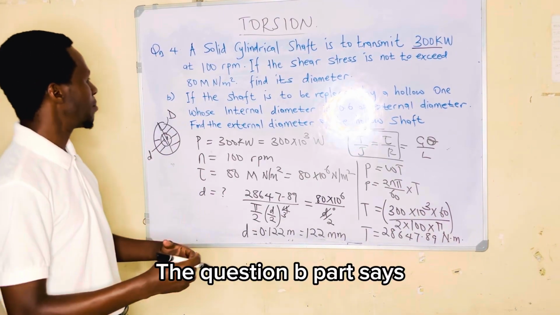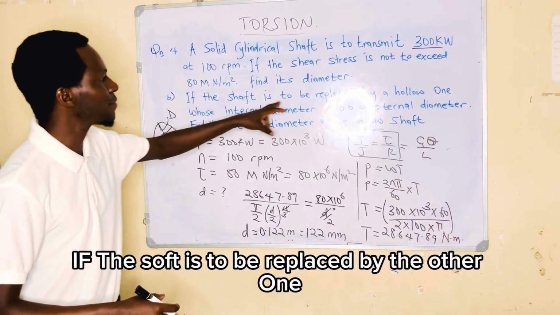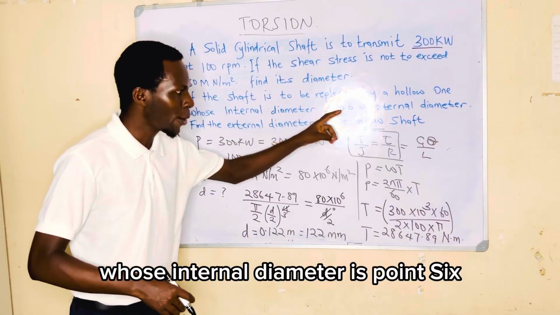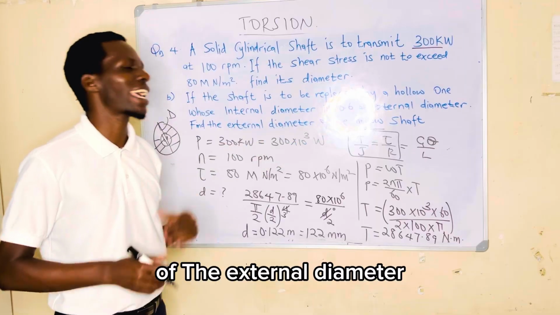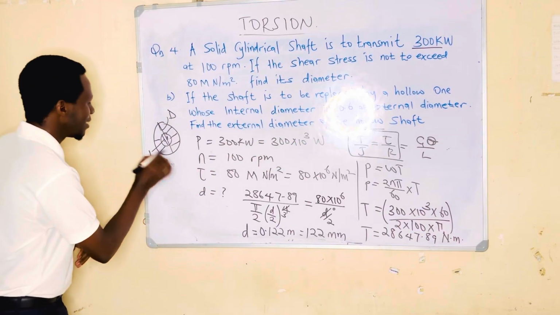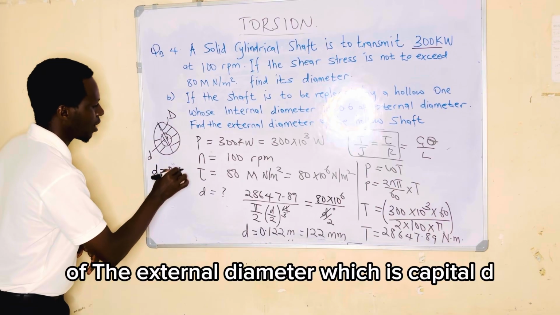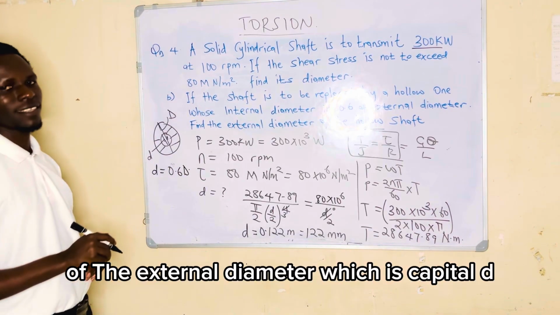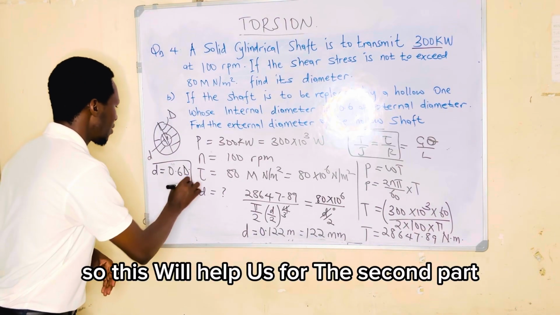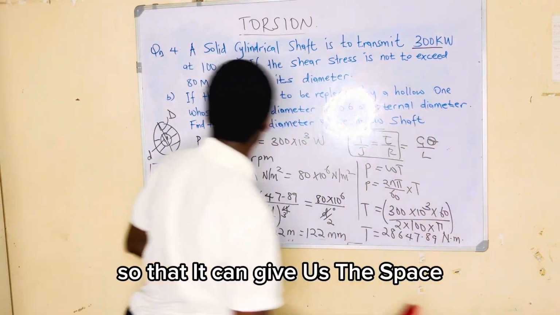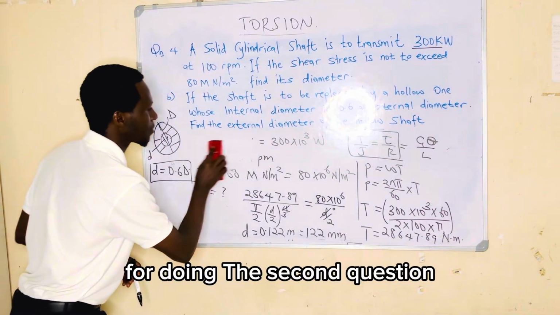So the part B question says, if the shaft is to be replaced by a hollow one whose internal diameter is 0.6 of the external diameter. Meaning that the internal diameter, which is small d, is 0.6 of the external diameter, which is capital D. So this will help us for the second part. Allow me to erase this so that it gives us space for doing the second question.